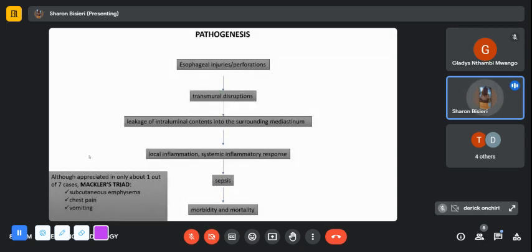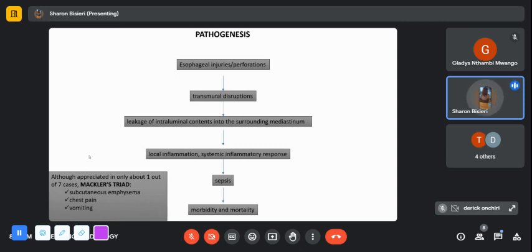So for the pathogenesis, we know initially the main event is injury with perforation. With that, you have a transmural disruption. And then what follows that is leakage of the intraluminal contents into the mediastinum. And that's what will kickstart the process of inflammation and infection. Initially, the infection will be localized, and then it can cause mediastinitis. And if it gets disseminated, you can get sepsis and subsequent morbidity and mortality if it's persistent.